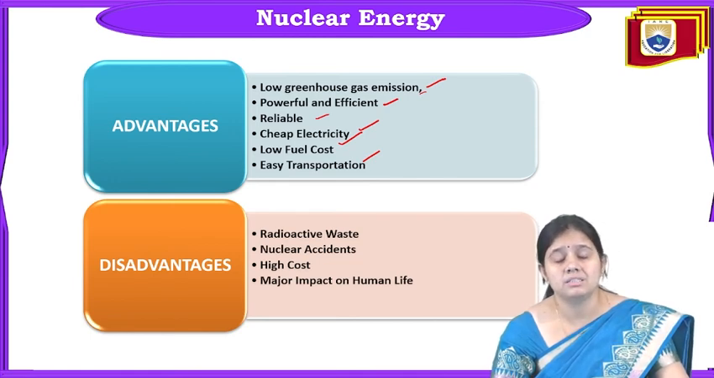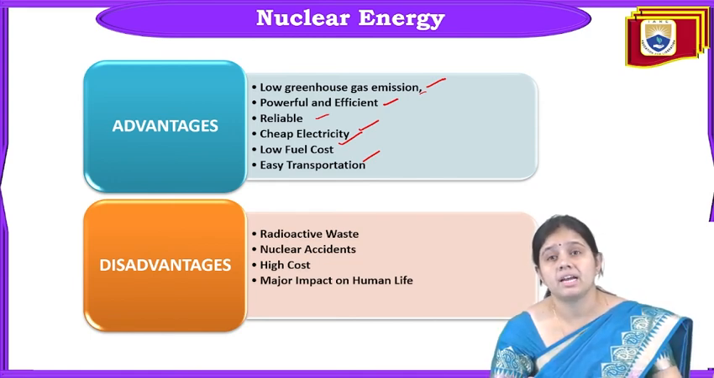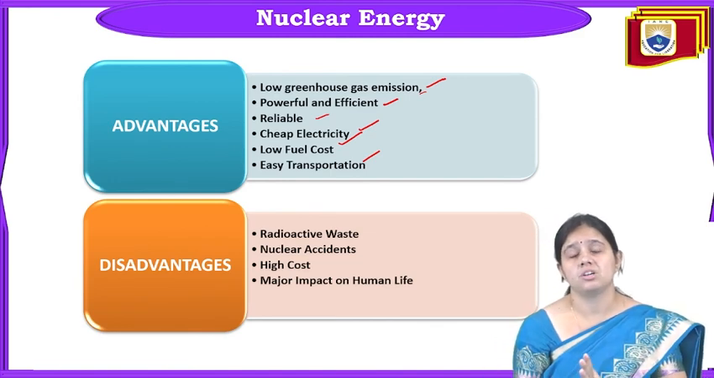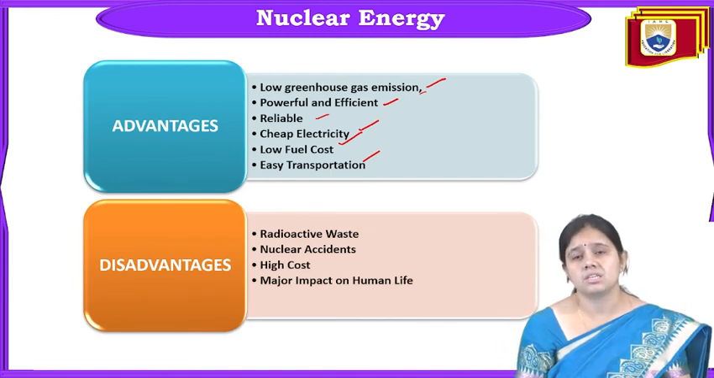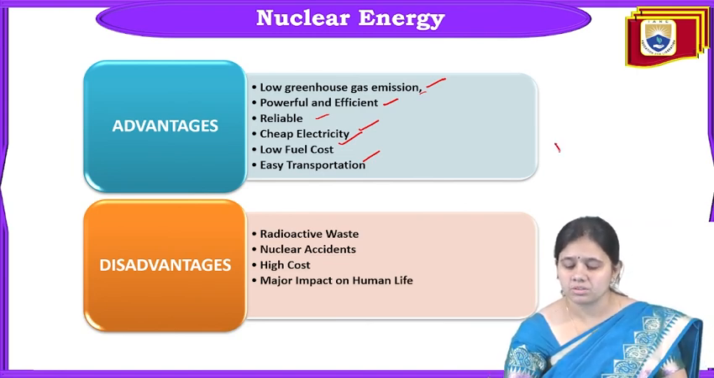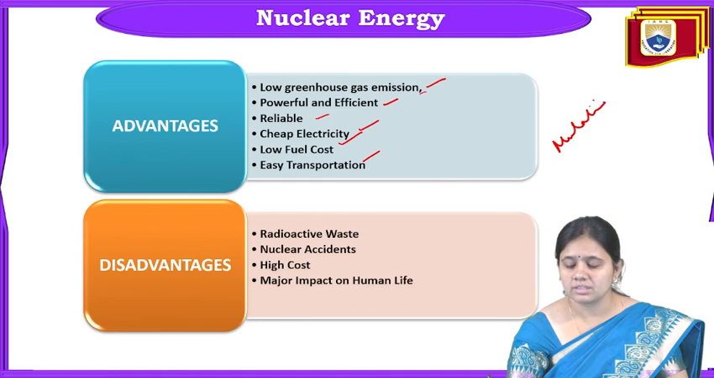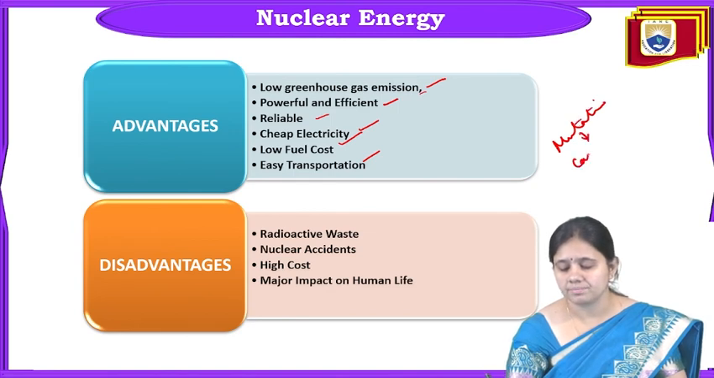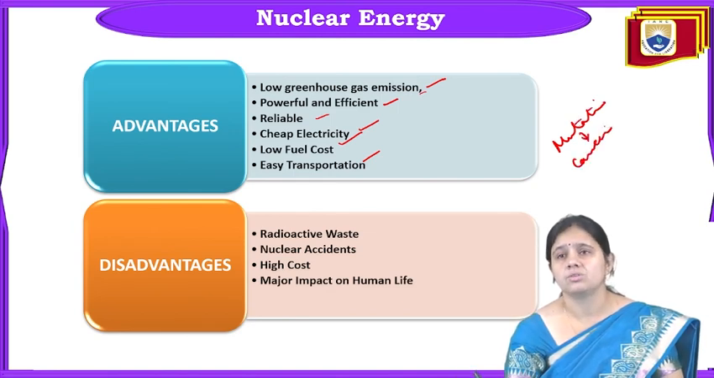But nuclear energy has disadvantages, and they are related to human life. It produces radioactive waste. It causes some nuclear accidents. It is a very high cost energy, and it has a major impact on human life. Through the process of mutation, it causes cancer in the human body. So this is all about the advantage and disadvantage of nuclear energy.